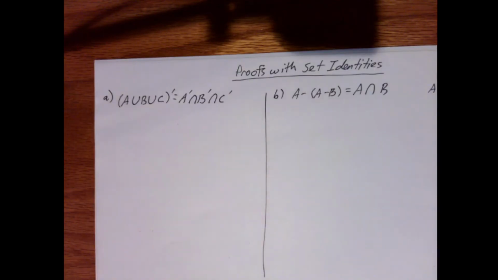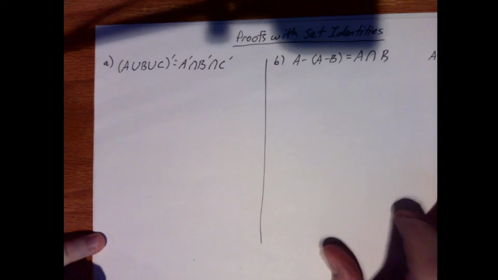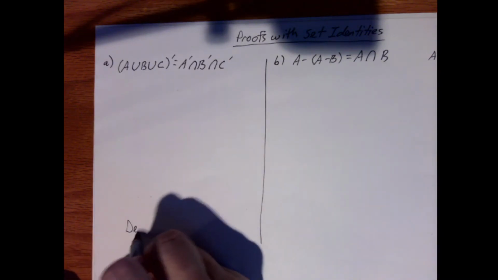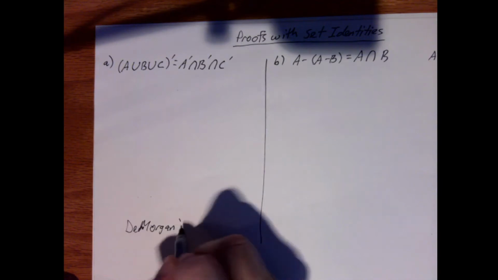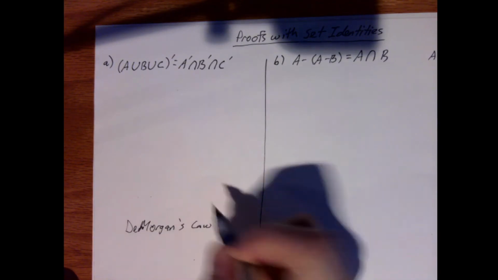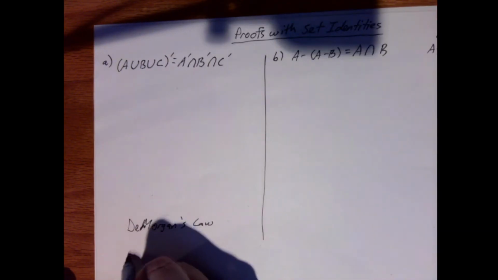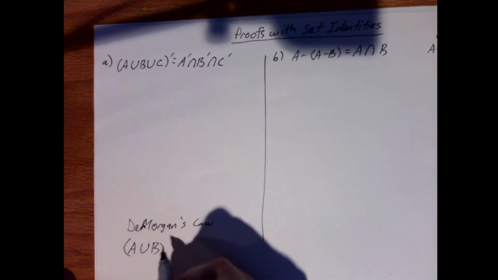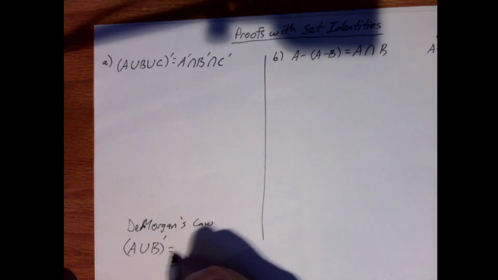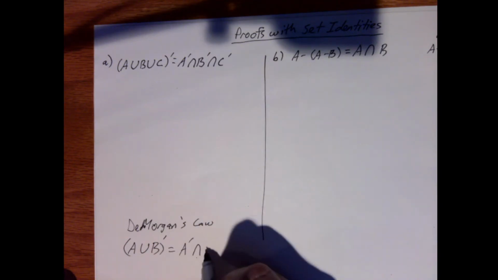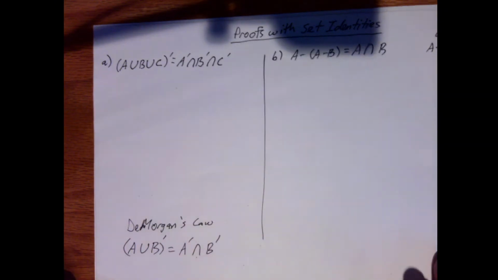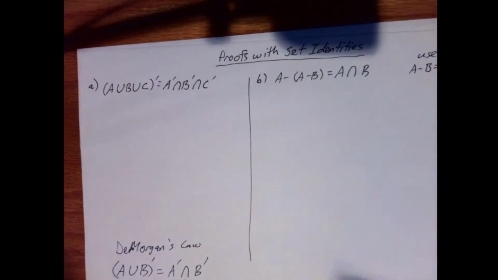Now you may look at that and think, well, isn't that basically De Morgan's? And you'd be right. Recall that De Morgan's law for sets would have two sets involved. The complement of the union of A and B is equal to the complement of A intersected with the complement of B. Okay? Now this is for two sets, this is for three sets.